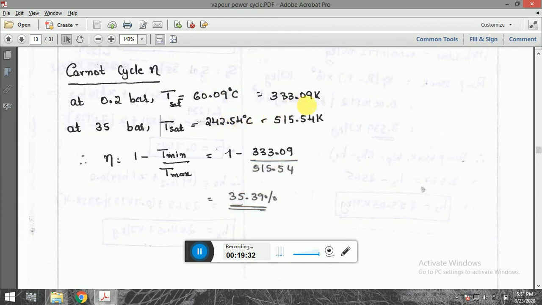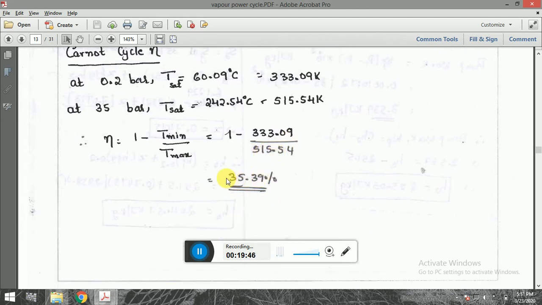We convert them into Kelvin because for the Carnot efficiency formula, we need to have the values in Kelvin. So 1 minus T minimum by T max. T minimum is 333.09 and T max is 515.5. So we got a Carnot efficiency of 35.39%.